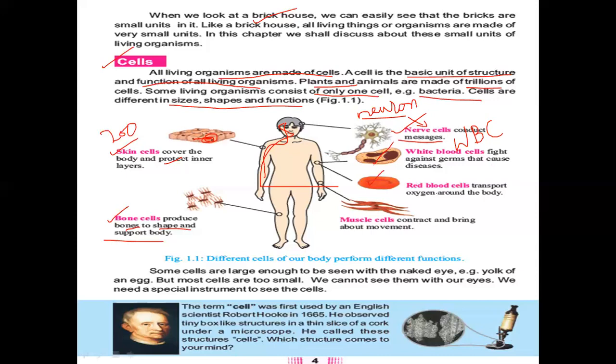Next one are red blood cells. They are rounded in structure. They have a depth inside them to hold what? Oxygen inside it. And it carries oxygen to all the body parts. Let's talk about muscle cells.